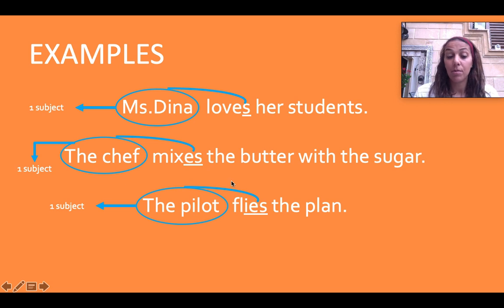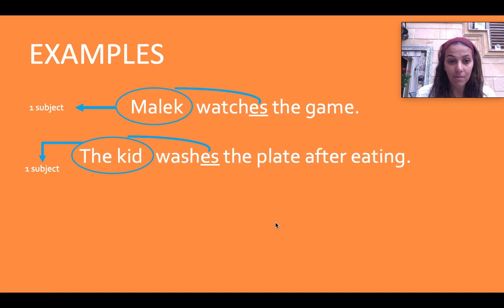The third example where I say, the pilot flies the plane. The pilot, again, is one subject, so the verb has to take something at the end of it. If you notice, the original or plural form of the verb is fly. But because we're changing it into the singular format, I'm going to cross off the Y, add an I instead, then I'm going to add my ES to change it into flies.